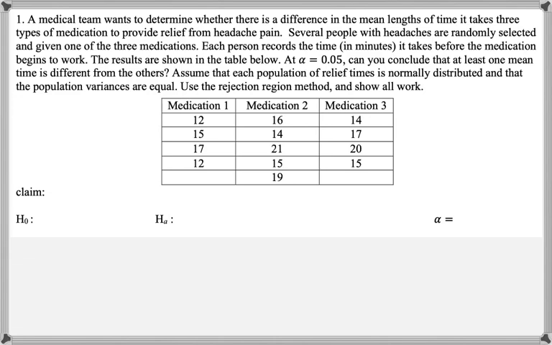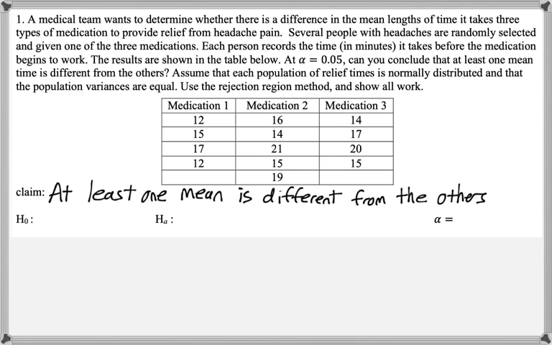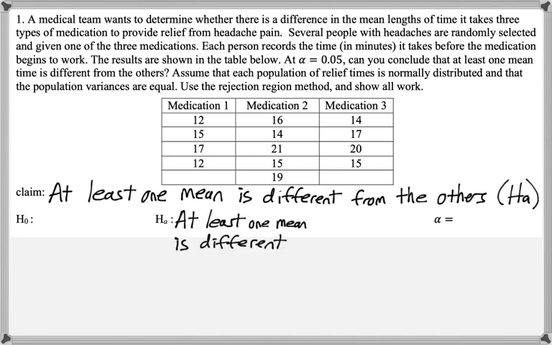So the claim is that at least one mean is different from the others. And this is the alternative hypothesis. The null hypothesis says that mu1 is equal to mu2 is equal to mu3, so they're all equal. Alpha is 0.05.